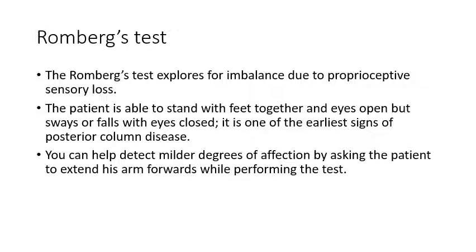Romberg's test is a special test developed to detect sensory ataxia, and sensory ataxia means incoordination due to affected deep sensation. The patient is able to stand with feet together and eyes open, but when he is asked to close his eyes, the patient starts to sway. This may be one of the earliest signs of posterior column diseases. You can help detect milder degrees of affection by asking the patient to extend his arms forwards while performing the test. This is a more challenging position.